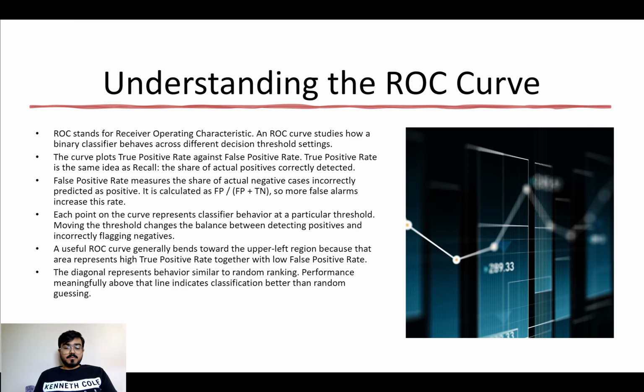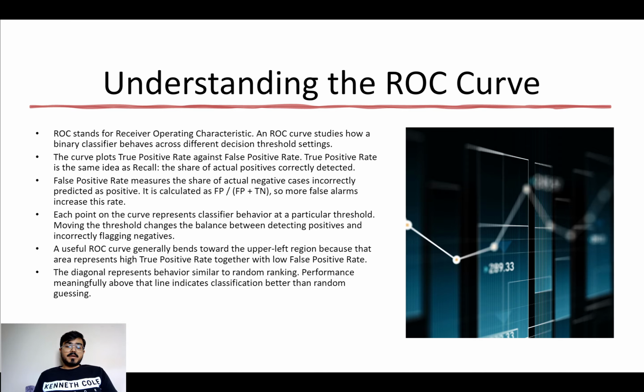The first is the true positive rate, which is the same as recall and tells us how many actual positive cases the model correctly detects. The second is the false positive rate, which tells us how many actual negative cases are incorrectly predicted as positive. Each point on the ROC curve represents the model's performance at a different threshold. As the threshold changes, both the true positive rate and the false positive rate also change, creating the curve.